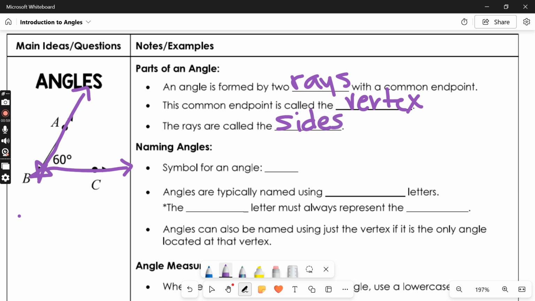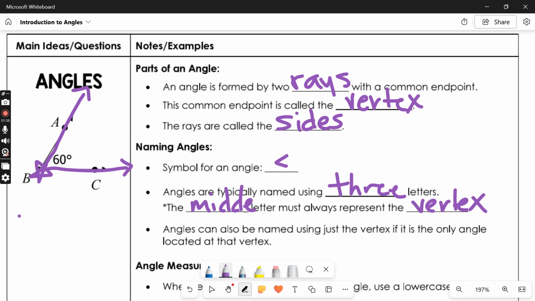Okay, when we're talking about an angle and we're using symbolic notation, we just make a little bitty angle. Angles are typically named using three letters. The middle letter must always represent the vertex. So our vertex is in the middle of our angle, so when we name our angle, it needs to be in the middle of the name.